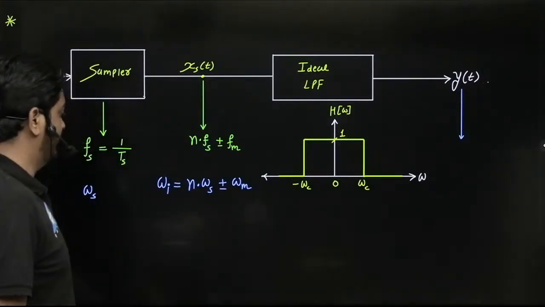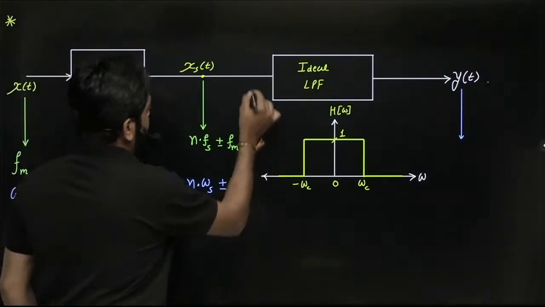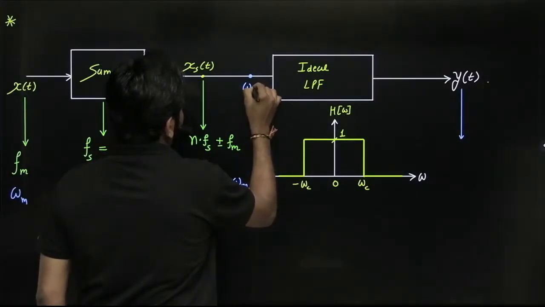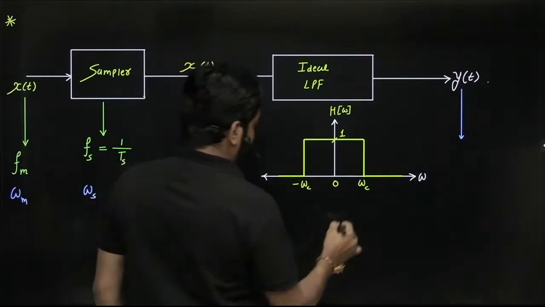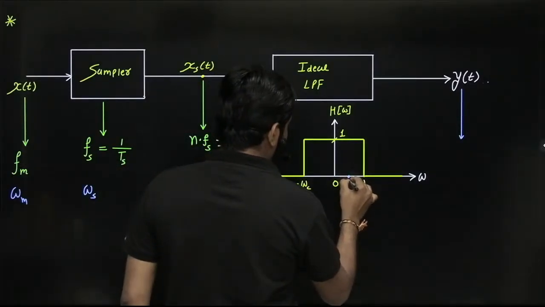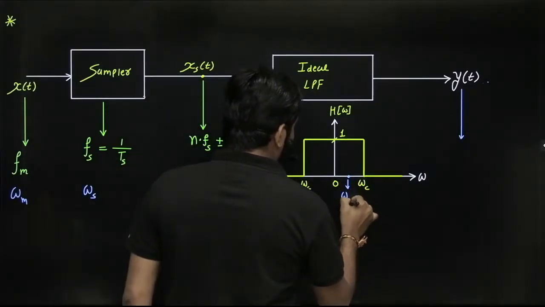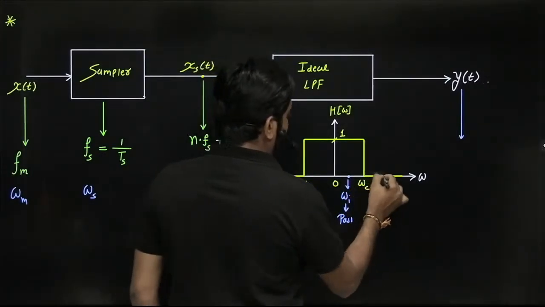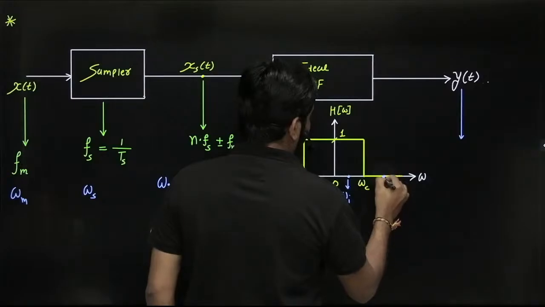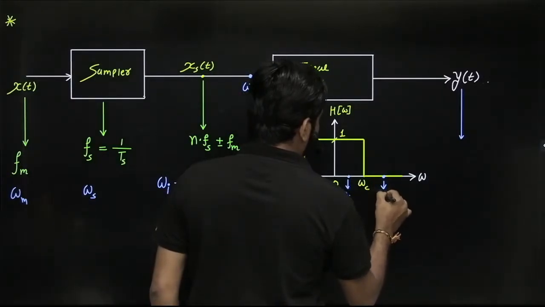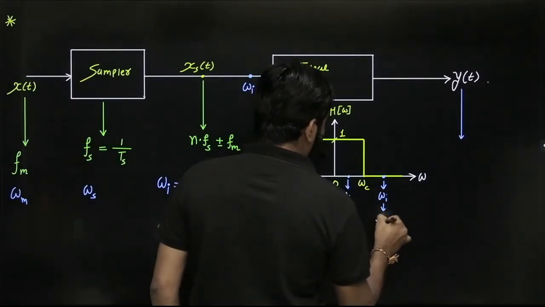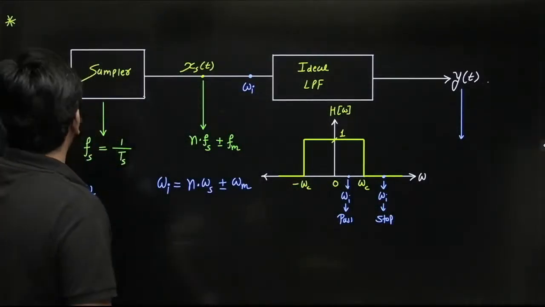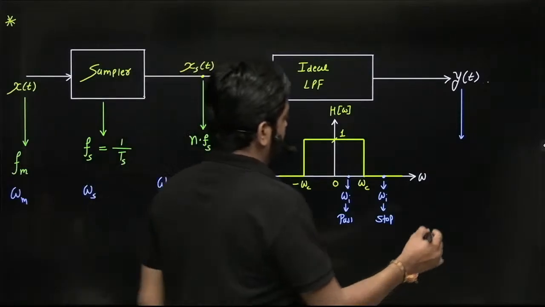Just take notation omega I. Here input frequency is omega I, the input frequency to the low pass filter. If omega I lies here, then it will pass through this low pass filter, and if omega I is greater than omega c, then it will be rejected by this low pass filter. So in output, which frequency will you get?